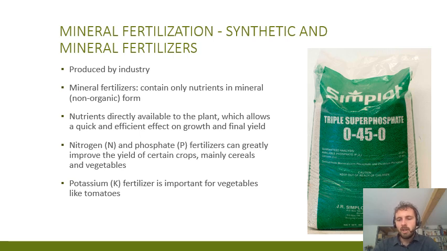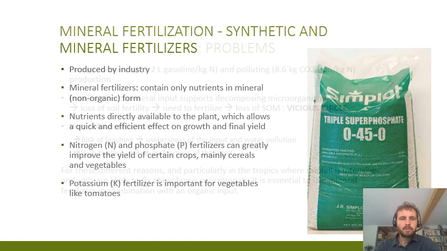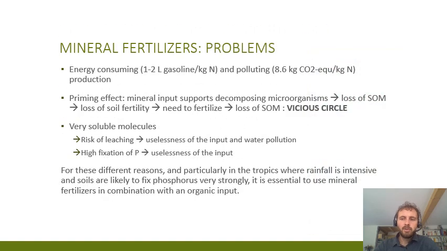So this is really interesting to add nitrogen and phosphate to really improve the yield of certain crops. And potassium fertilizer is mostly important for vegetables and for tubers like potatoes and yam. But there are a few issues linked to this use. This is why in organic agriculture you don't use these and you use only organic fertilizer.